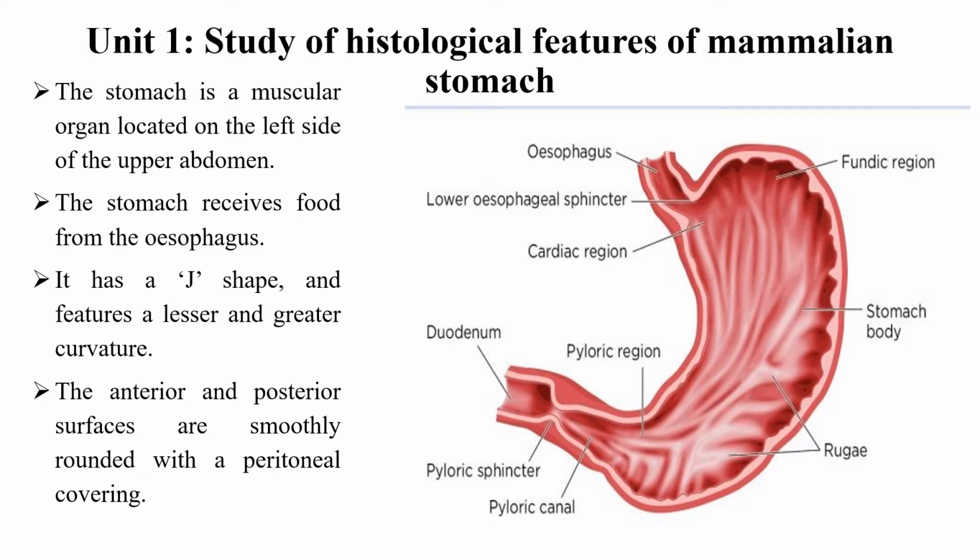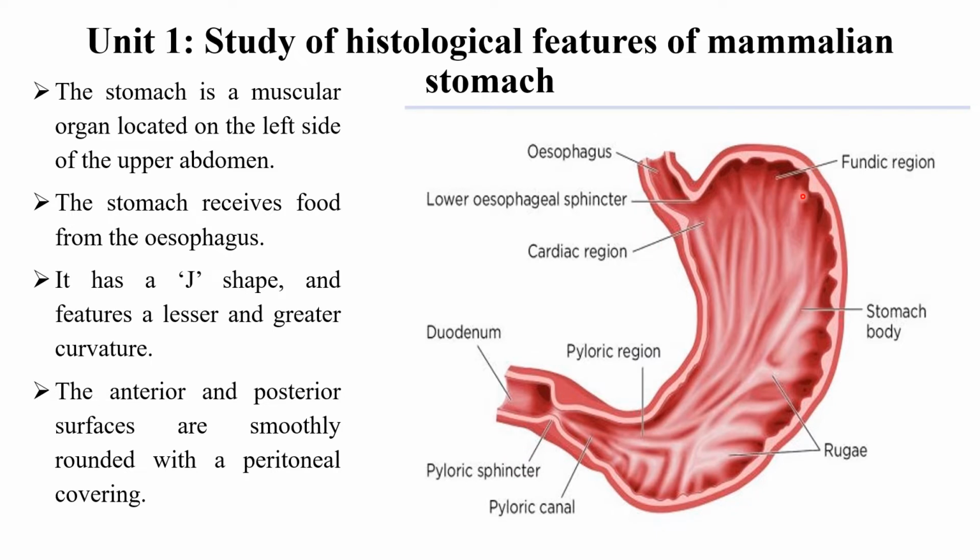The mammalian stomach is a muscular organ located on the left side of the upper abdomen. The stomach receives the food from the esophagus that is being engulfed. It has a roughly J shape and features a lesser and greater curvature. You can see here, this is the greater curvature and this is the lesser curvature.